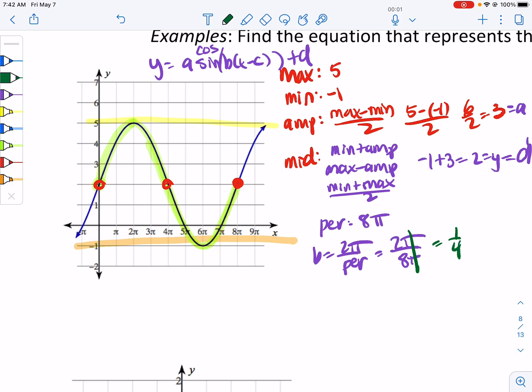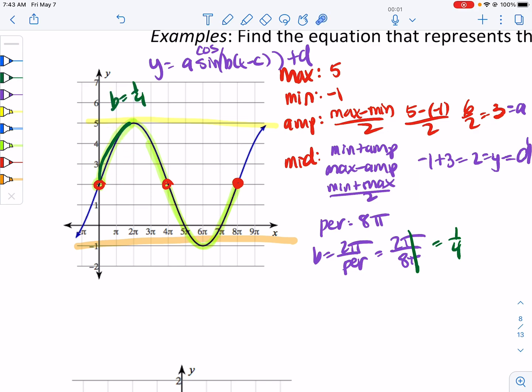Now, if we go back and look from 0 to 2 pi, you can maybe see that this is a quarter of the sine wave, right? Because we've got this piece, this piece, this piece, this piece. So 1, 2, 3, 4 parts. So from 0 to 2 pi is a quarter, so our B value is a quarter.